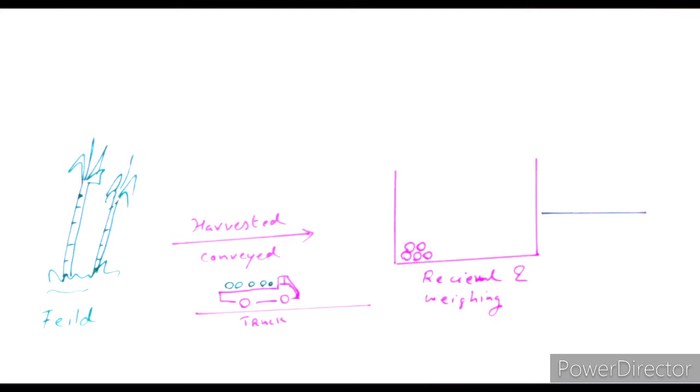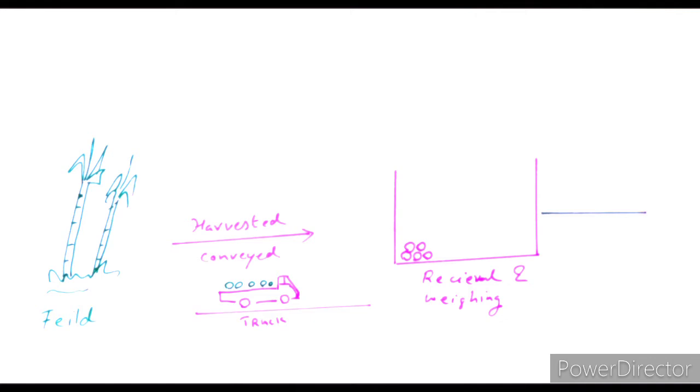Now I have only included the most important machines associated with the sugar manufacturing process. Okay, so the flow diagram is very minimal.